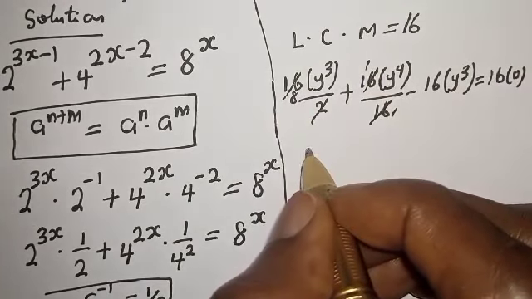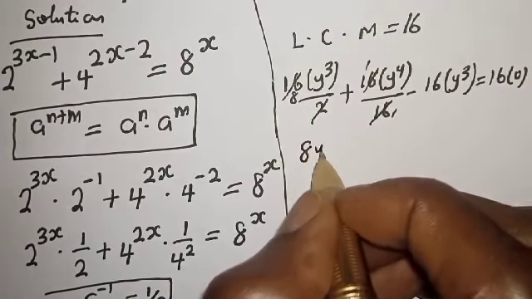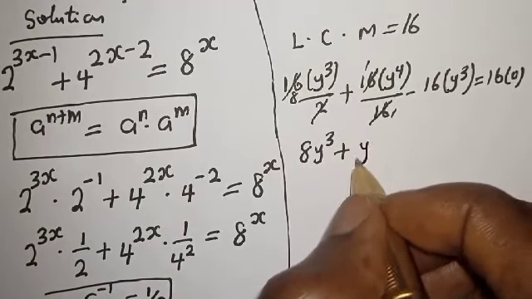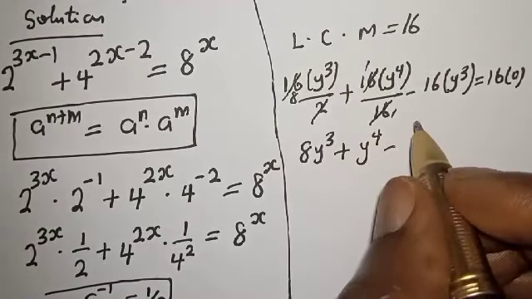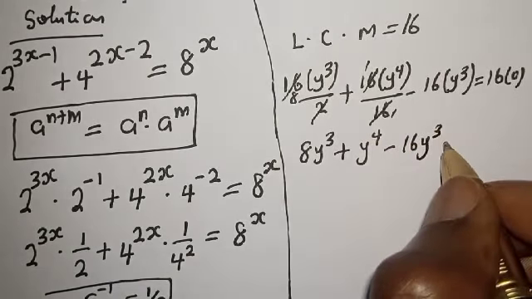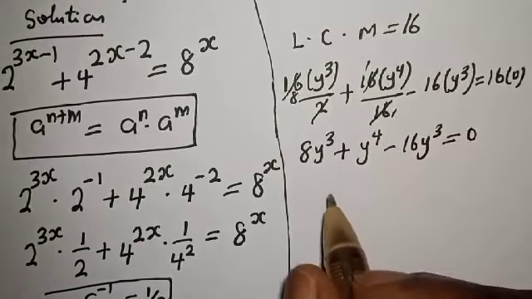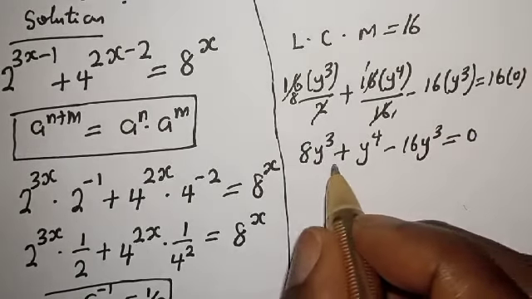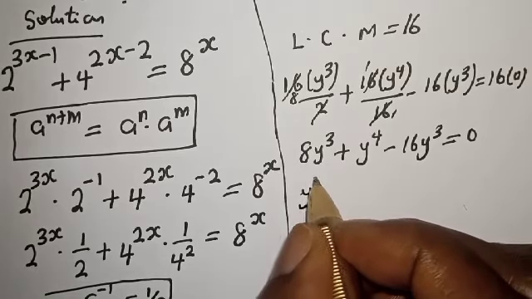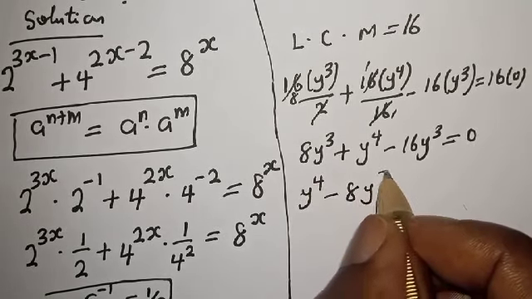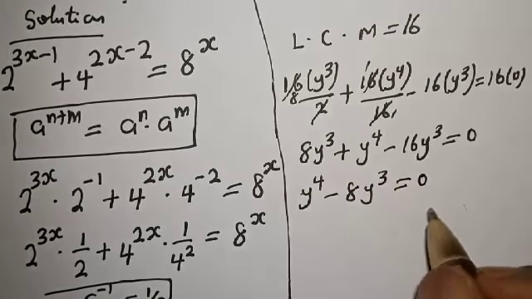Then here is 8y raised to power 3 plus y raised to power 4 minus 16y raised to power 3 equal to 0. 8y raised to power 3 minus 16y raised to power 3. Then here is y raised to power 4 minus 8y raised to power 3 is equal to 0.